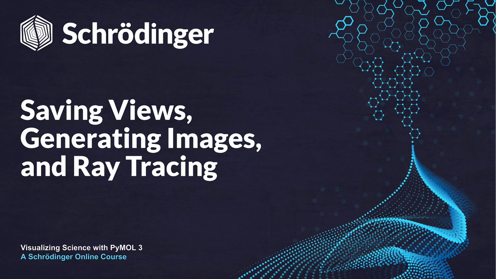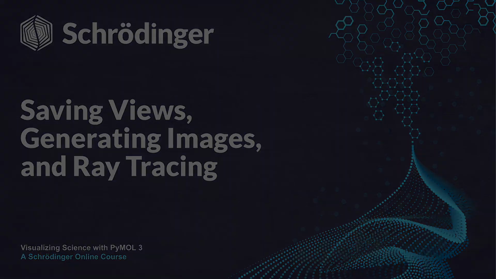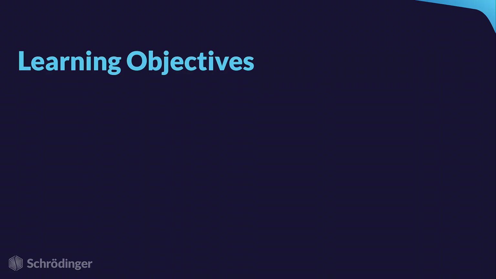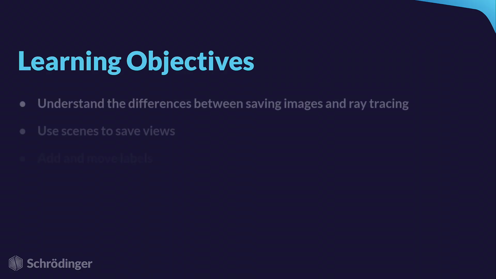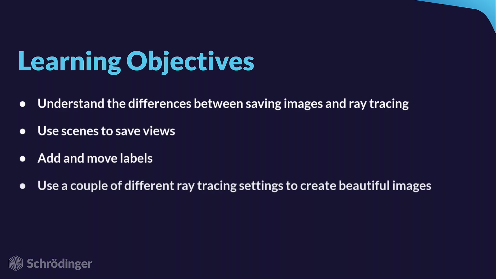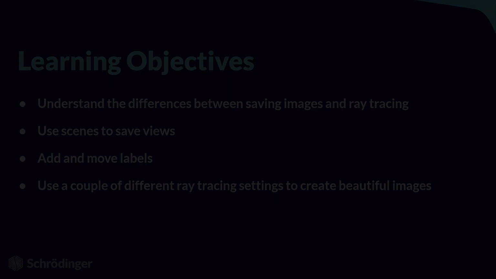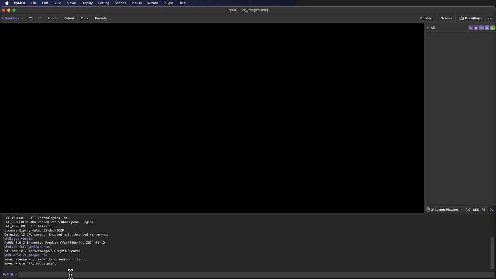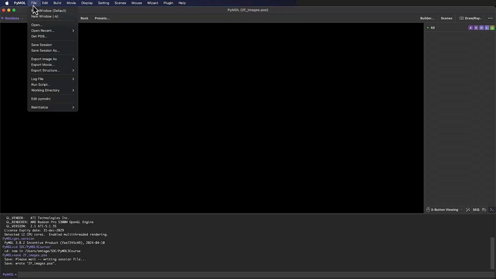Hello and welcome. In this video, we will be using PyMol 3 to generate and save publication-worthy images. By the end of the tutorial, you'll be able to understand the differences between saving images and ray tracing, use scenes to save views, add and move labels, and use a couple of different ray tracing settings to create beautiful images. Let's get started.